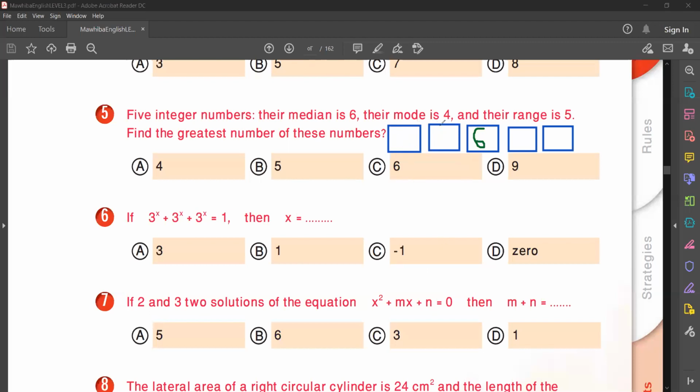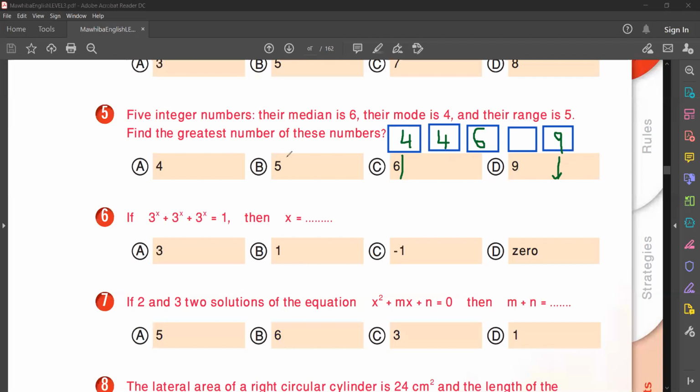Okay, now their mode is four. We write four because four is less than six. Now here we write four two times. Why? Because the mode is the number repeated more than once. And their range is five. What is the meaning of range? The range is when you subtract the small number from the big number. So he said five. Then we write here nine, because nine minus four is five, right?